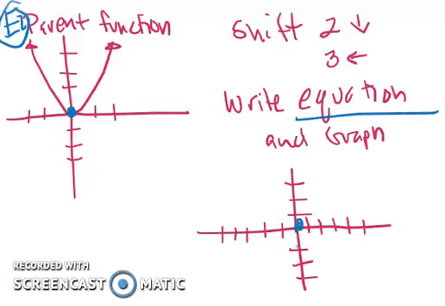So if it starts here, I'm going to go down 1 and 2. And then I'm going to move to the left 1, 2, and 3. So this should be my vertex. Okay. And then the graph is just going to kind of look normal. So there it is. Alright.